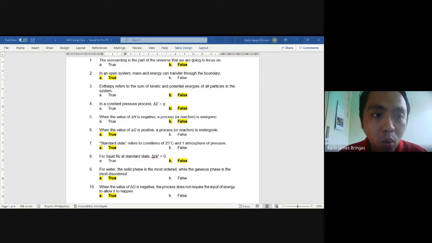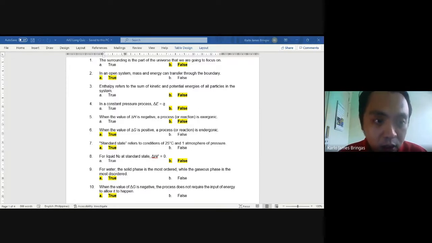Now for number two, we had also seen in our PowerPoint that there are three types of systems. You can have a closed system, an open system, and an isolated system. Now we define an open system as follows. An open system is any system that allows for the transfer of mass and energy from the surrounding to the system. So number two is true.